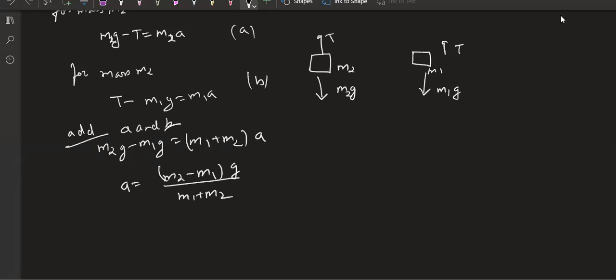Got it, everyone? If you put the value, just see what is the answer. M2 is 10 minus M1 is 2, into g is 10, whereby 10 plus 2. So it is 8 into 10 by 12, so it is 2 by 3. So 20 by 3 meter per second square.